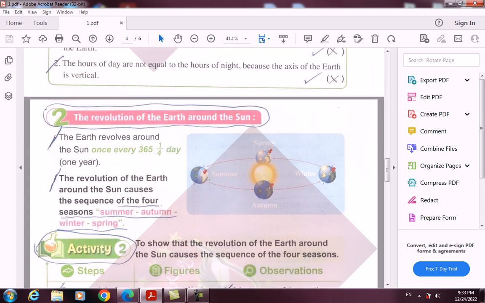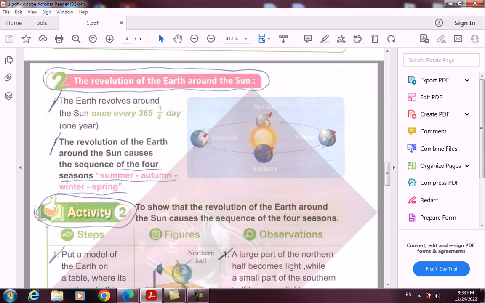Number 2, the hours of day are not equal to the hours of night because the axis of the earth is vertical. This is also wrong. They are not equal because the axis of the earth is inclined. It's not vertical, it is inclined.